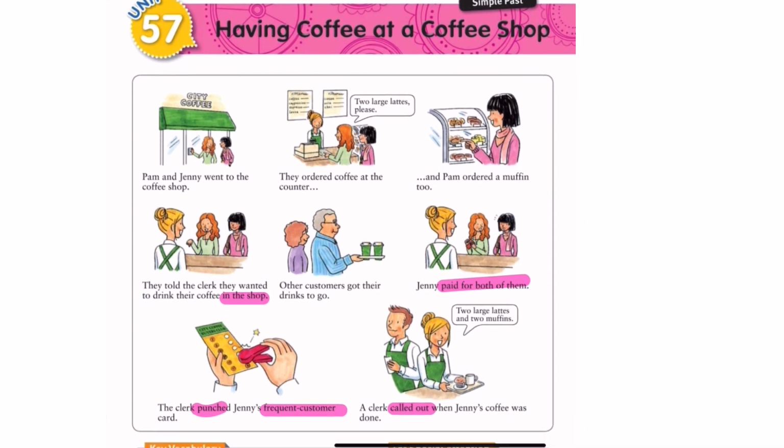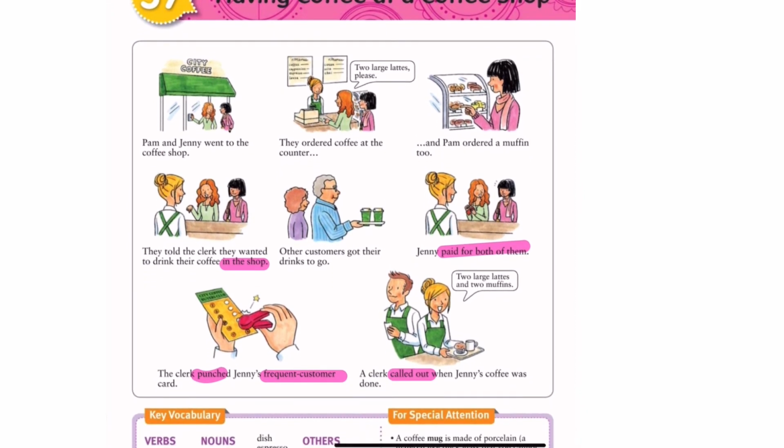Unit 57. Having coffee at a coffee shop. Pam and Jenny went to the coffee shop. They ordered coffee at the counter. "2 large lattes, please." And Pam ordered a muffin too. They told the clerk they wanted to drink their coffee in the shop. Other customers got their drinks to go.